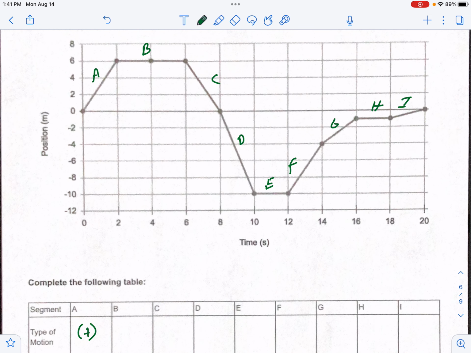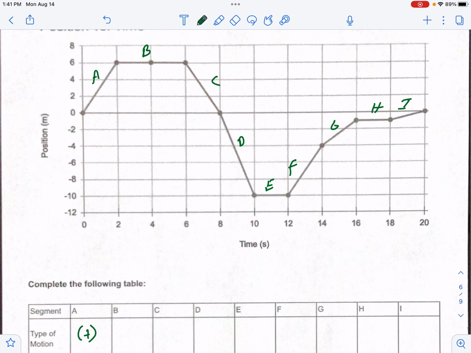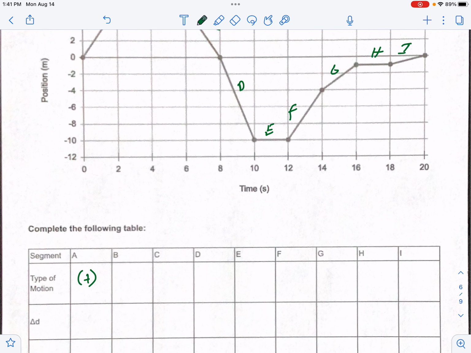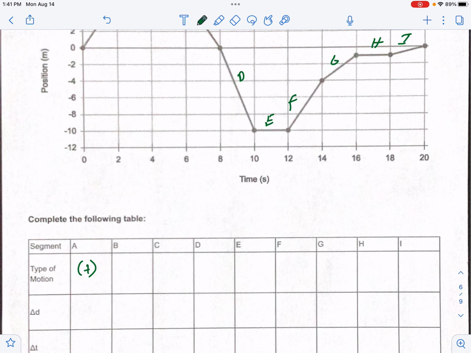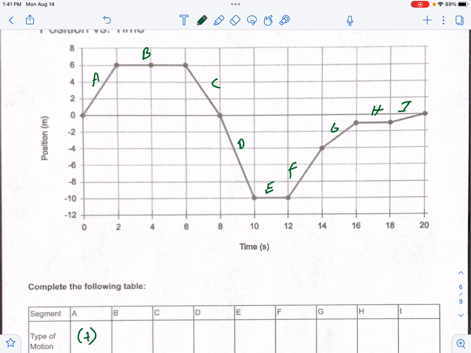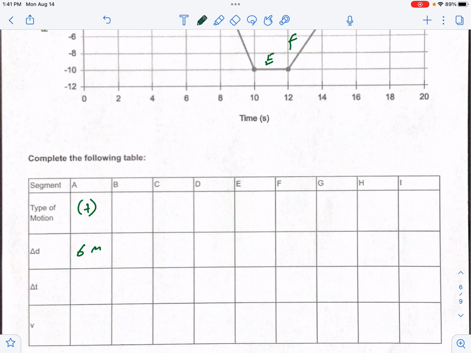Our displacement: we ended at 6. Now watch out for your graph here. If you look at your increments, you're going up by 2s, both on the x-axis and the y-axis. So just watch out for that. We ended at 6, and we started at 0. So 6 minus 0 is going to give me 6 meters. How long it took went from 0 to 2 seconds, so my time is 2 seconds. I'm going to divide those two, and I get 3 meters per second.